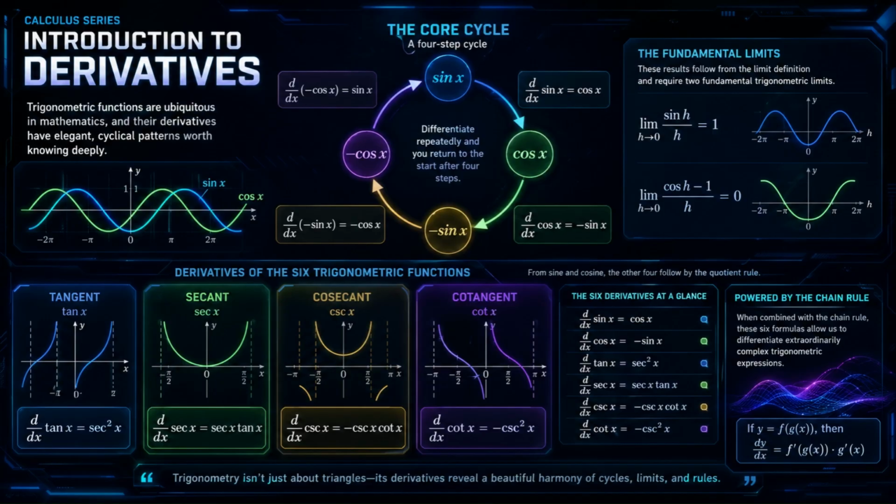The derivative of tangent of x is the secant squared of x. The derivative of secant of x is secant of x times tangent of x. The derivative of cosecant of x is negative cosecant of x times cotangent of x. The derivative of cotangent of x is negative cosecant squared of x. When combined with the chain rule, these 6 formulas allow us to differentiate extraordinarily complex trigonometry.